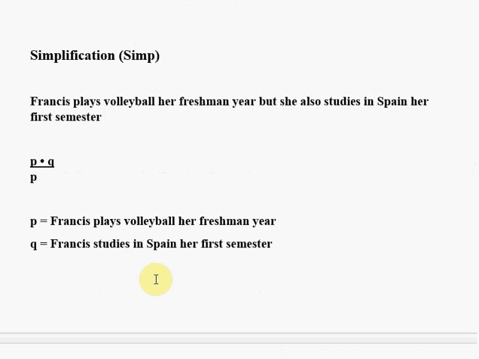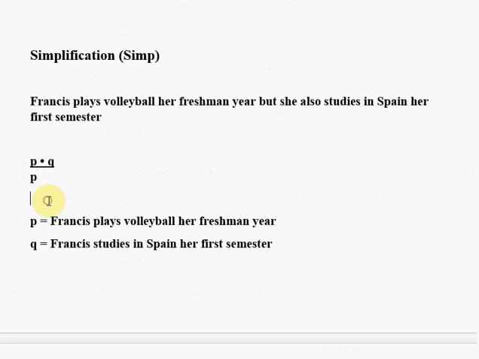Then what this is saying is that if we have the conjunction, Frances plays volleyball her freshman year, and Frances studies in Spain her first semester, or if we want to express it in terms of the "but," Frances plays volleyball her freshman year, but she also studies in Spain her first semester, then the conclusion would follow that Frances plays volleyball her freshman year, right? So if it's true, again, remember we assume the premise here. In this case, we only have one premise. We only have the conjunction as a premise, right? Remember, whatever's above the line is a premise.